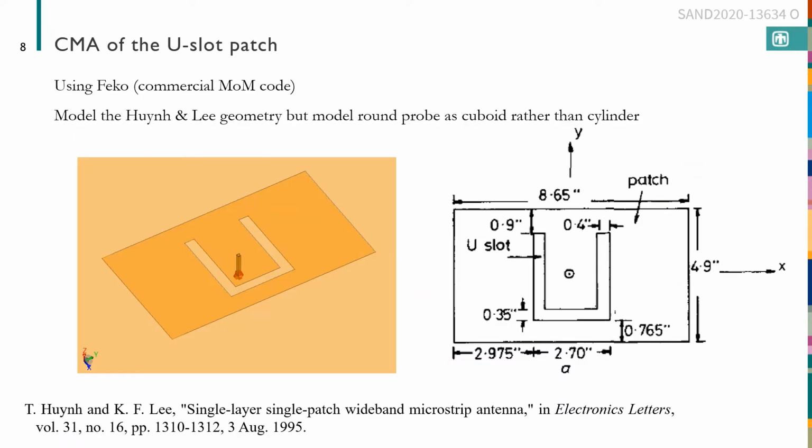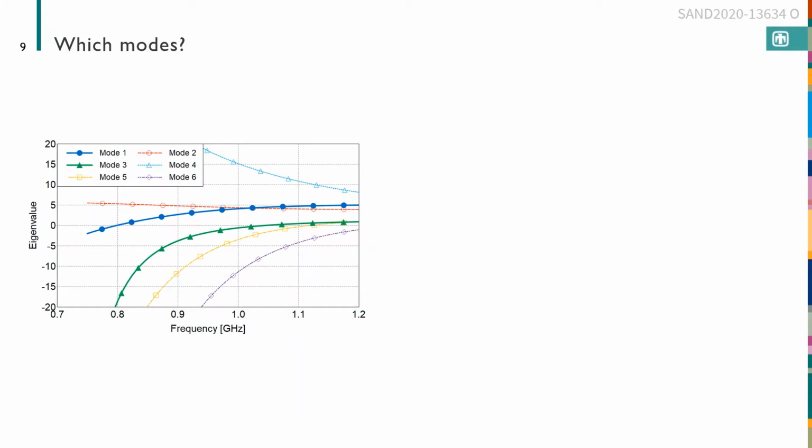So we take the Hunan-Lee U-slot geometry and put it into FEKO. We're using an infinite ground plane. I model the probe as a square cross section just to save unknowns, but it doesn't really matter. You can see there's an excitation here at the base of the probe. So we run that CMA in FEKO, and you get out eigenvalues. And this is kind of a complicated eigenvalue spectrum.